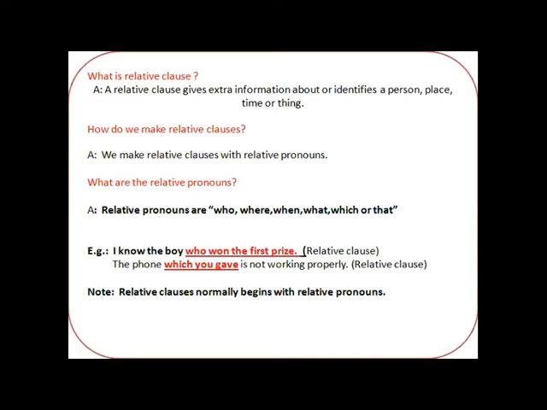Example: I know the boy who won the first prize. Here, who won the first prize is the relative clause. The phone which you gave is not working properly. Which you gave is the relative clause. And remember, my dear children, these are incomplete sentences, so you have to identify that this is a subordinate clause also. Next, a relative clause begins with relative pronouns. That is why here who and which have come first.